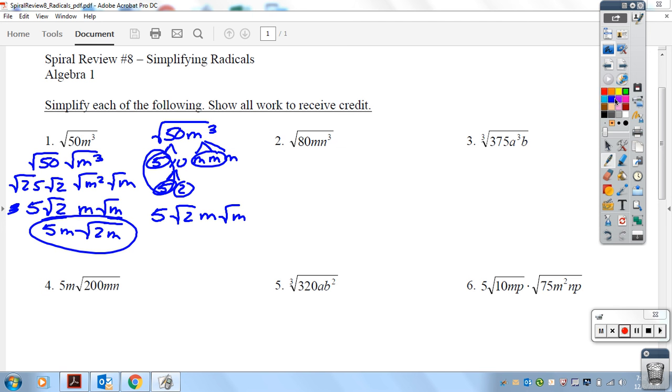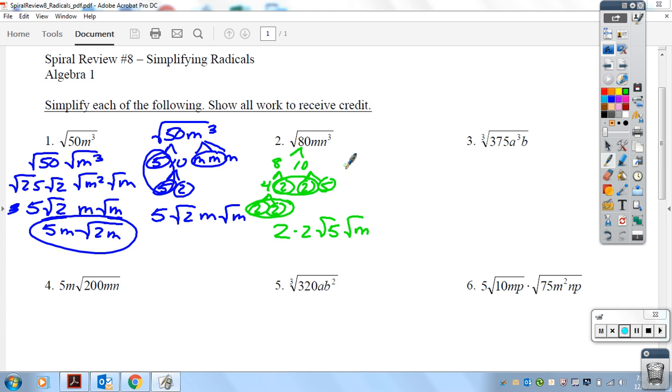Number 2, same idea. Let's just do the prime factorization way. It is 8 times 10. 8 is 4 times 2. 2 is a prime. 4 is 2 times 2, both of which are primes. 10 is 2 times 5. This is a pair, it goes on the outside. Here's another pair, also goes on the outside. One solo 5 on the inside. M is a solo, so that definitely goes inside by itself.